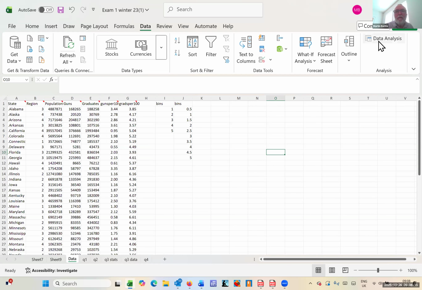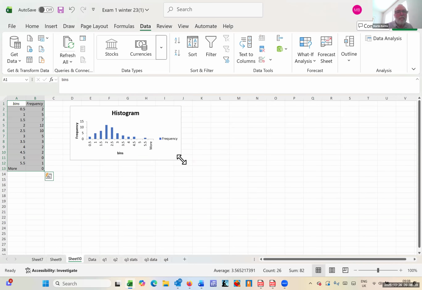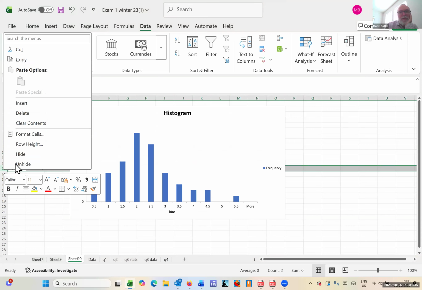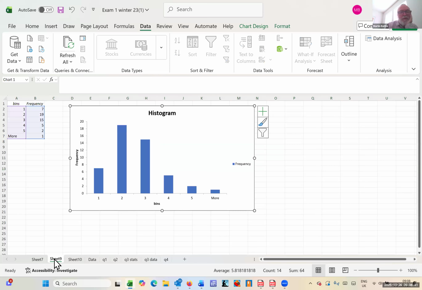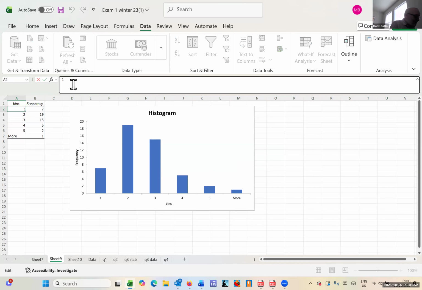Let me just do this. Let's do another one. Histogram. I'll delete this because that more shouldn't be there. Well, I think both of these graphs are pretty much the same. So I'm going to stick with this one. Going to get rid of that. Less than one.